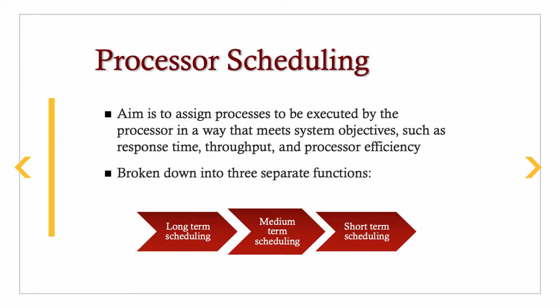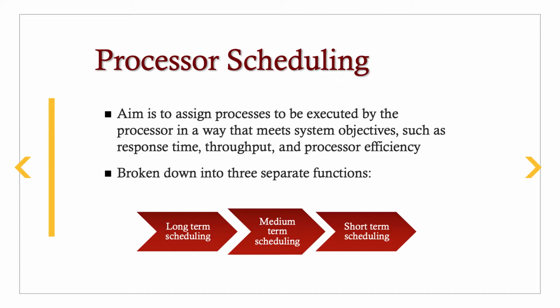So the aim is to assign processes to be executed by the processor in a way that meets our system objectives. So we're thinking about response time, throughput, processor efficiency, and this will change depending on what kind of system we're on, right? If I've got a server that's dedicated to great big jobs and we want to run them one after the other, I might not do a whole lot of swapping out of processes on the CPU. Right? If I don't have a user sitting there looking at an interface, it's less important that everything appears to be moving forward all at the same time.